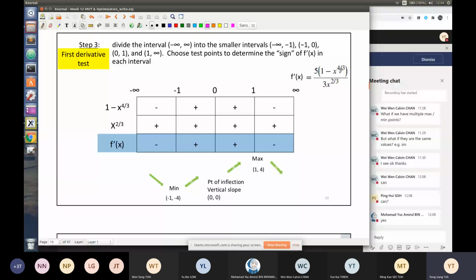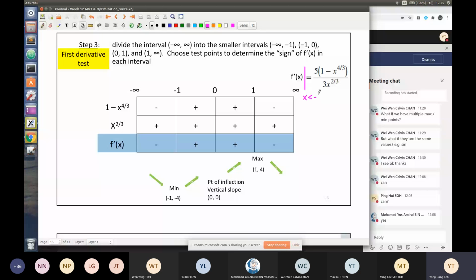Of course, this 5 is irrelevant because it is just a positive number. So if you look at this, 1 minus 4 x to the power of 4/3, divided by 3x to the power of 2/3, right? So split up your intervals. You have minus 1, 0, and 1. Those are your critical points. Then, first interval, minus infinity to minus 1, we check. So look at this. Let's say I'm looking at x less than minus 1. So what's going to happen? x less than minus 1.